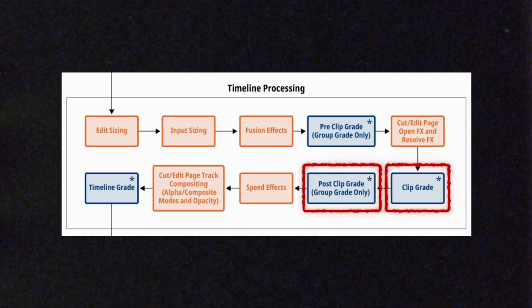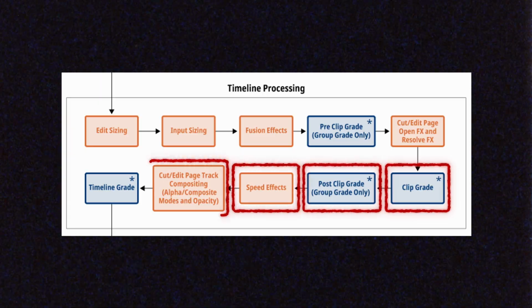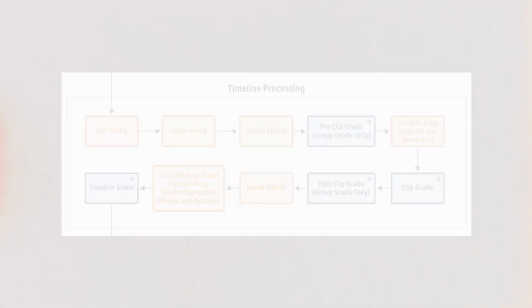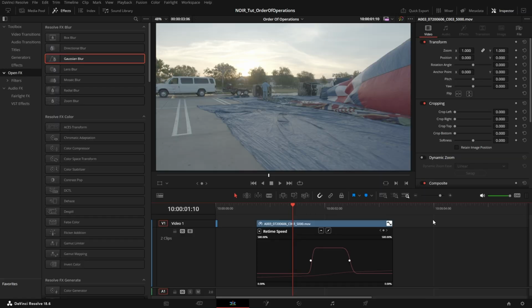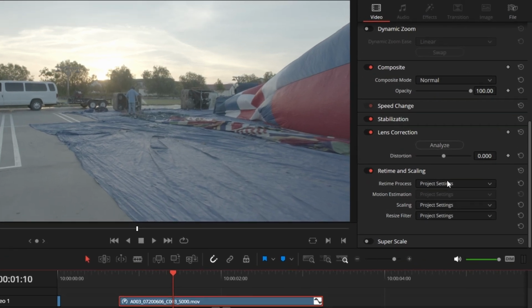Then we go back to the edit page for all the speed effects and all the compositing with all your individual video tracks. So speed effects are when you apply a retiming or a speed ramp or time remapping or however you want to call it inside the edit page. In retime and scaling, you have all the options for the retime process from nearest to optical flow to alter the appearance of the time ramp.